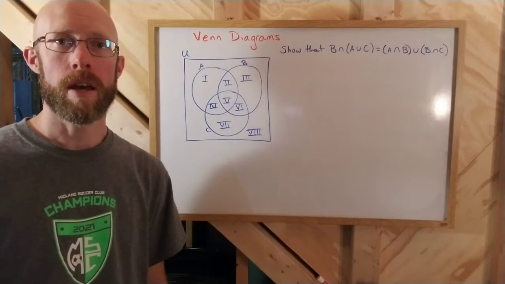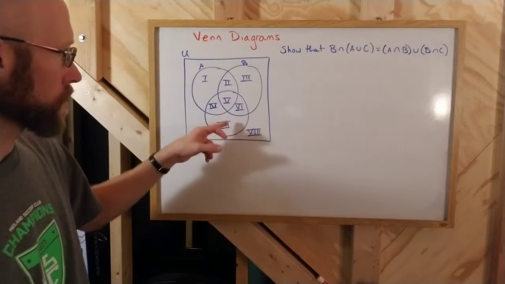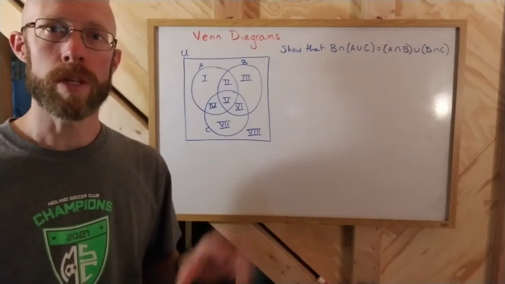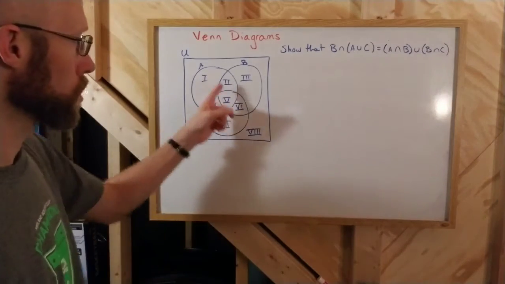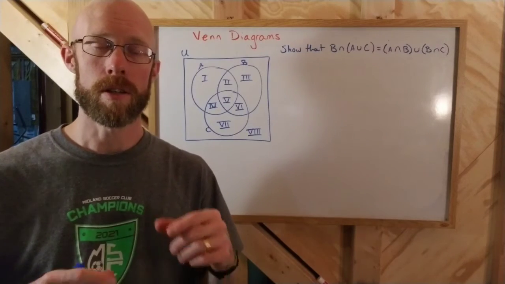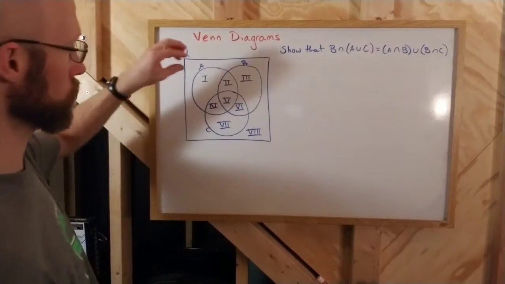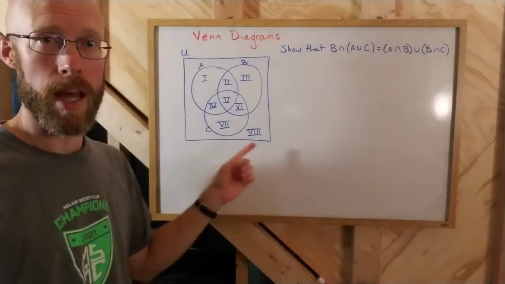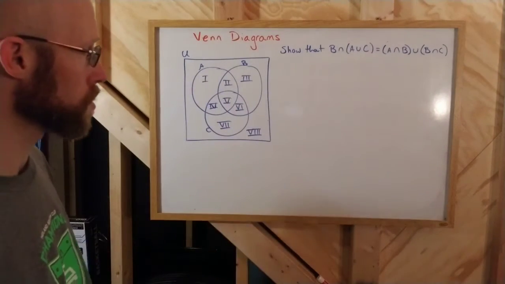All right, now here I have a Venn diagram set up where again I have three sets and they all overlap. And I've got regions labeled with Roman numerals. Okay, so the Roman numerals are not elements of the sets. They are the names of the different regions in the Venn diagram. So we say this is region 1, region 2, region 3, and so forth, up to region 8. Okay, so these are the Roman numerals.